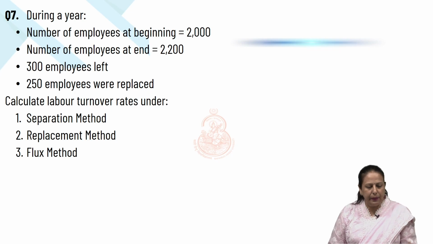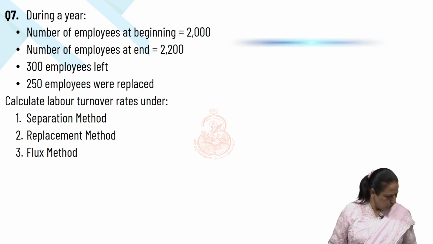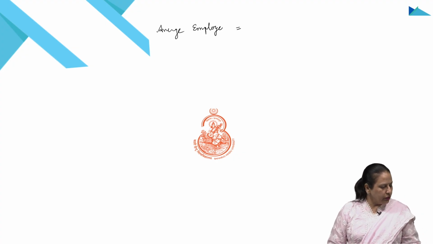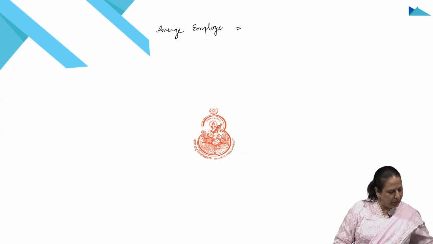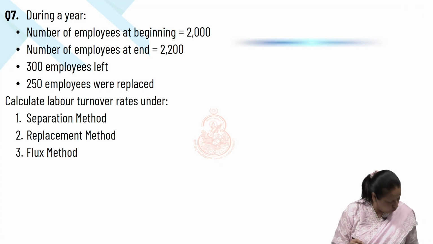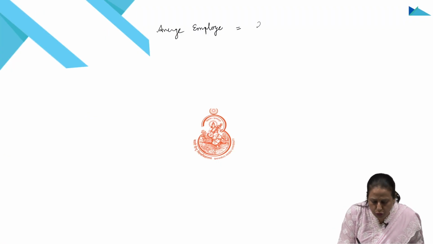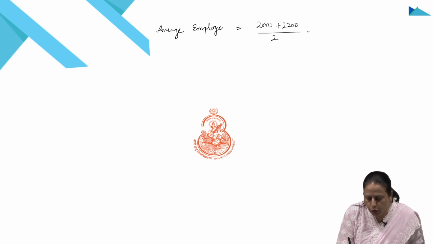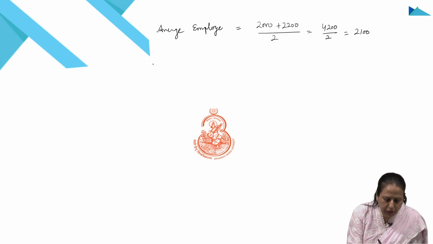If I use the separation method, I will first compute the average employees in this question, which is equal to, as per the question given, 2000 employees in the beginning, then we have 2200 employees, to be divided by 2. It comes to 4200 divided by 2 amounting to 2100.